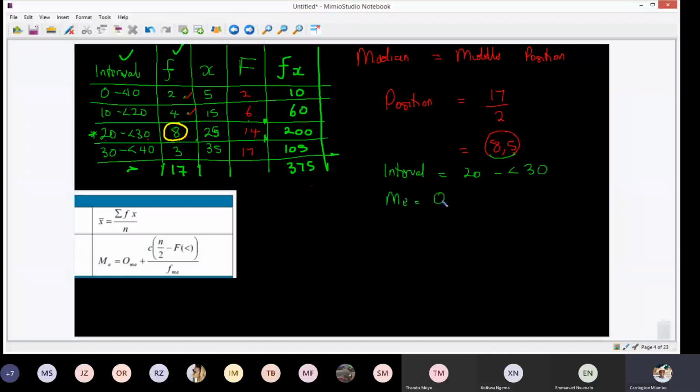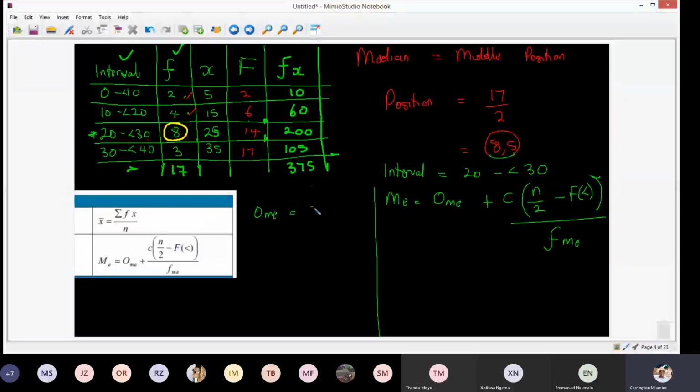The median is equal to the lower limit of the interval that you have chosen, plus the class width, bracket, number of items over 2 minus the previous cumulative frequency, all over the frequency of the median. So let me find out what all that is. We have found our interval. So L, the lower limit of the interval, is 20. C, the class width, 30 minus 20 is 10. Our N, number of items, is 17.